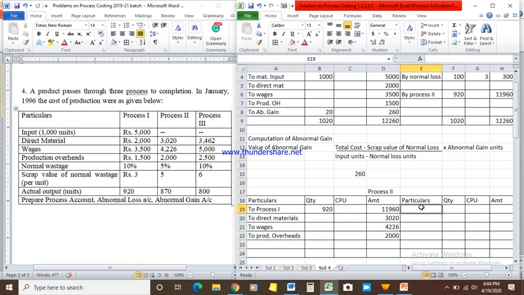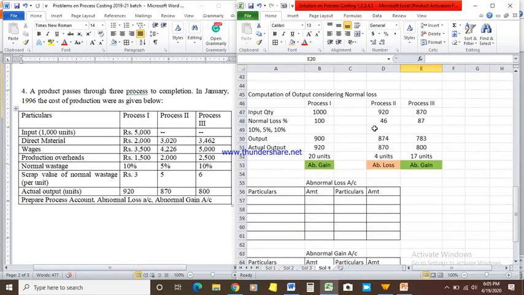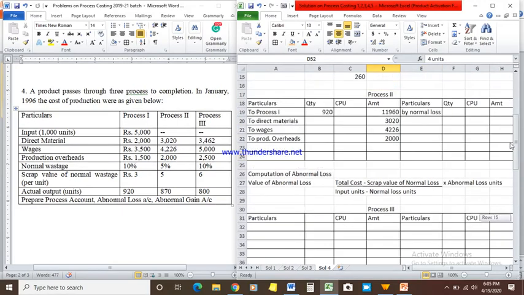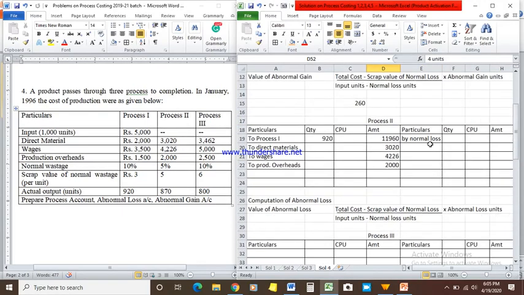Here also we are having a normal loss, that is 5%. We already calculated the normal loss of 5% in the working note. So normal loss is 46 units, and here we are having an abnormal loss of 4 units. First let me put up the normal loss details. Normal loss is 5%. Again I'll show you the calculation: 0.05 into 920, 46 units.